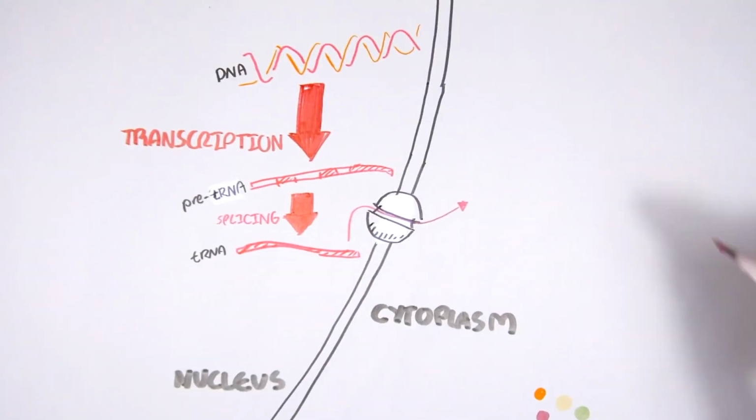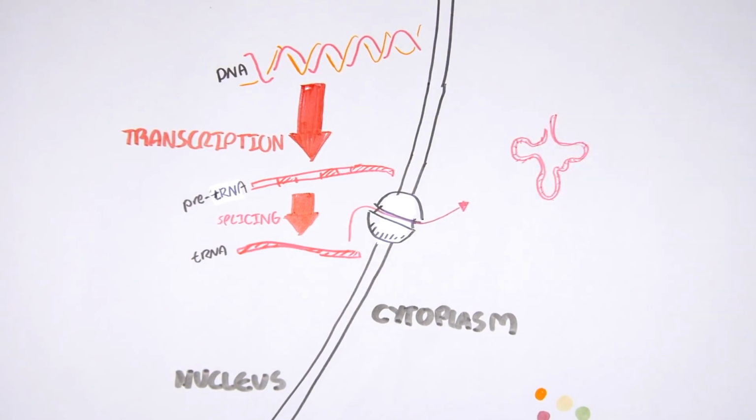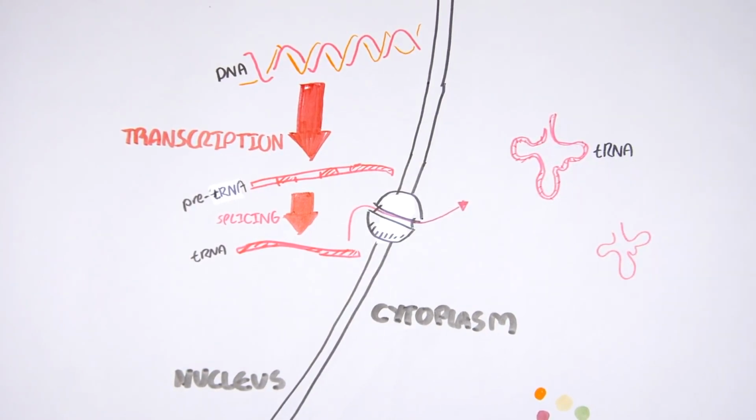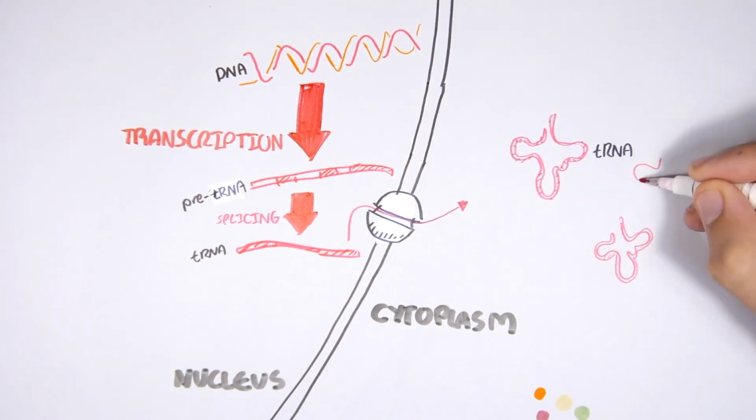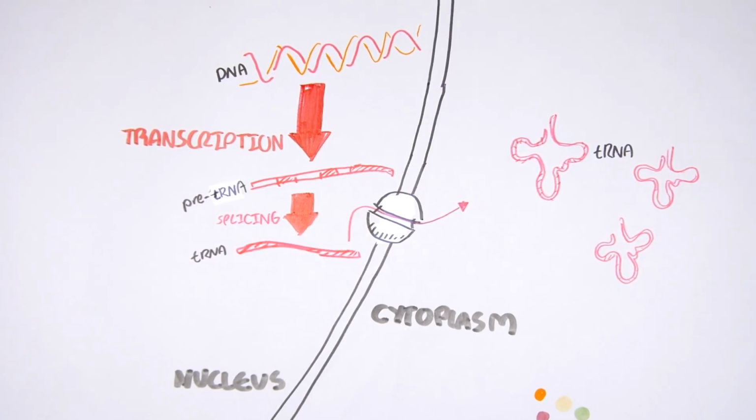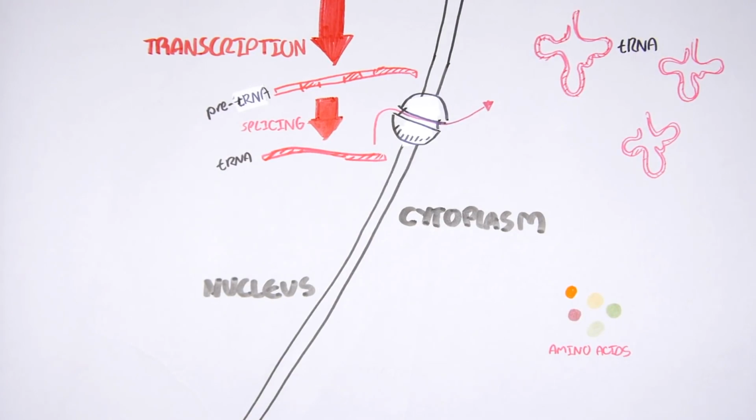The tRNA will actually fold up into a shape that looks sort of like this. So what do the tRNAs do? Well, remember that tRNA is made up of nucleotides, not amino acids. And what tRNA actually does is that every tRNA will attach to one amino acid. Remember, in the cytoplasm there are amino acids.